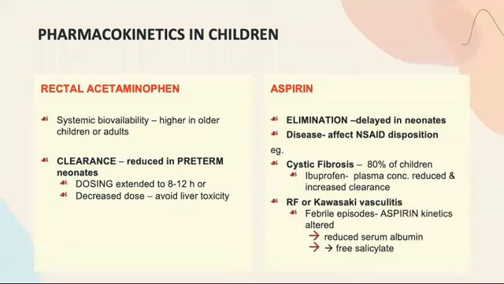Aspirin's kinetics are markedly altered during the febrile phase of rheumatic fever or Kawasaki vasculitis. The reduction in serum albumin associated with these conditions causes an elevation of the free salicylate concentration, which may saturate renal excretion and result in salicylate accumulation to toxic levels.